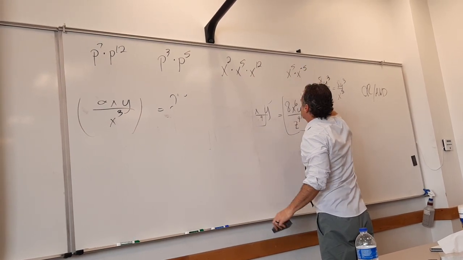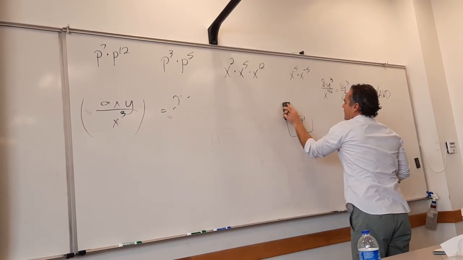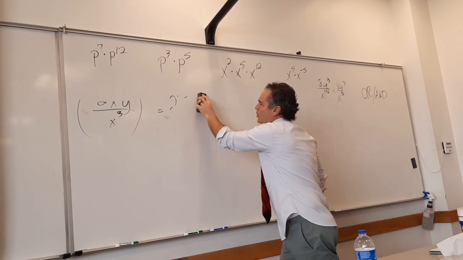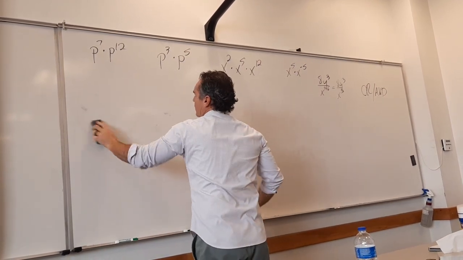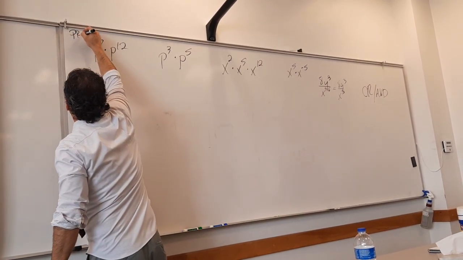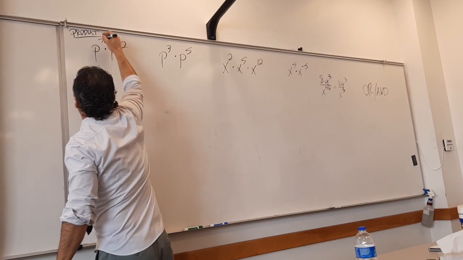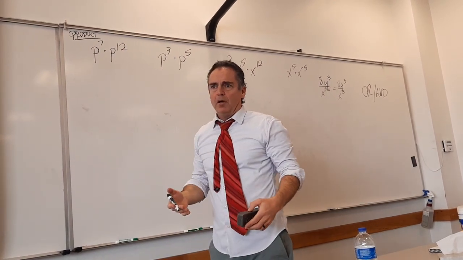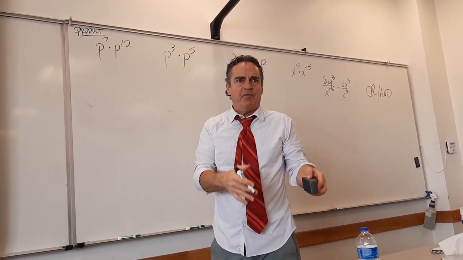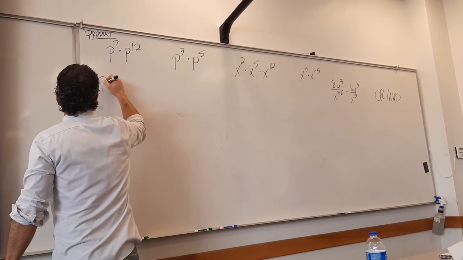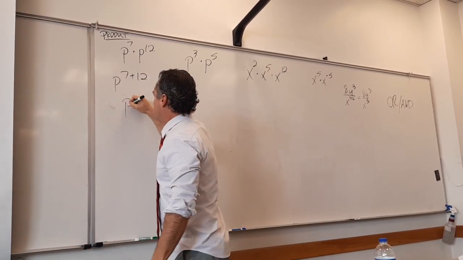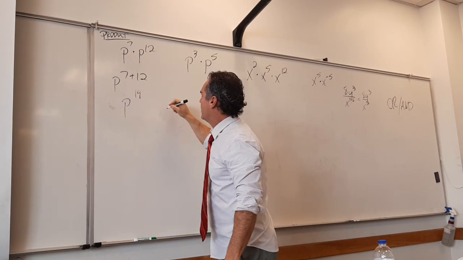Okay, everybody look up here. These are examples of which rule? Product. It's all product. Now remember, what do we do with the product rule? If they have the same base, we add their exponents. So this is p to the 7 plus 12, which makes p to the what? 19. Say woo if you got it right.